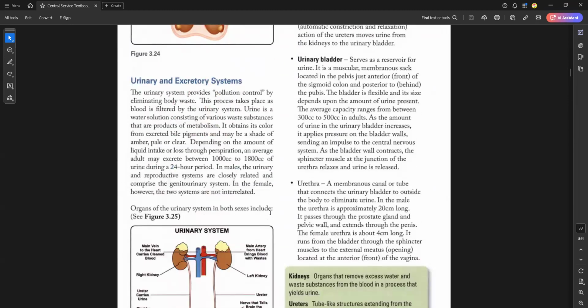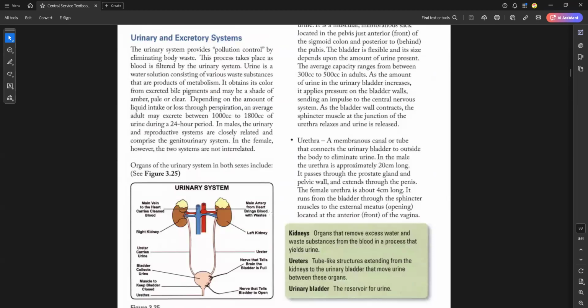Urinary and excretory. By urinary and excretory, we are talking about the removal of waste from the system. Yes, we are eating. We take breakfast. We take lunch. We take dinner. Sometimes people eat like 4 times or intermittently. The waste must come out.